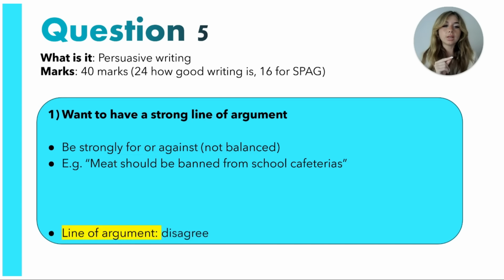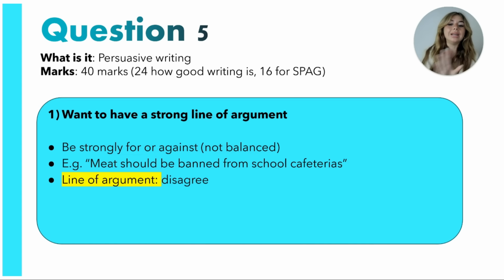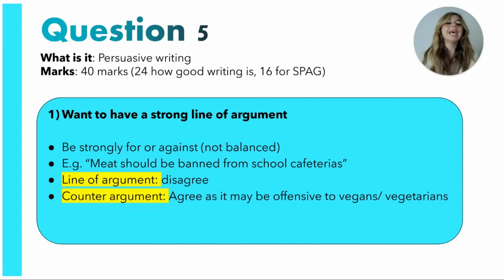but then to link it back to why you're right and persuade whoever you're persuading to believe your opinion. So for example, my line of argument would be that I disagree. I disagree that meat should be banned. That's going to be my line of argument. From the very first sentence in my persuasive writing, it should be clear that I disagree. Then I could have a counter argument. Remember, I disagree.